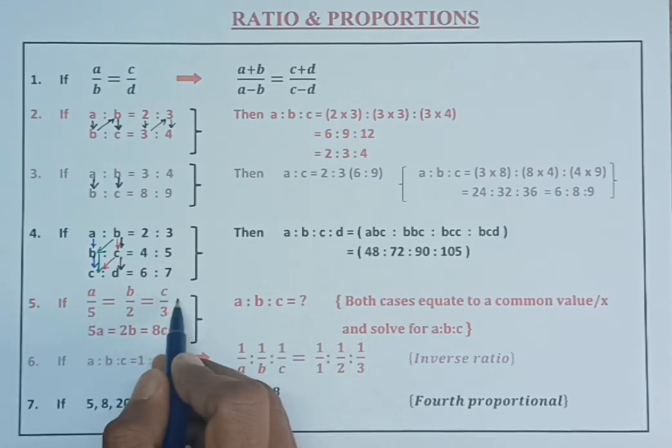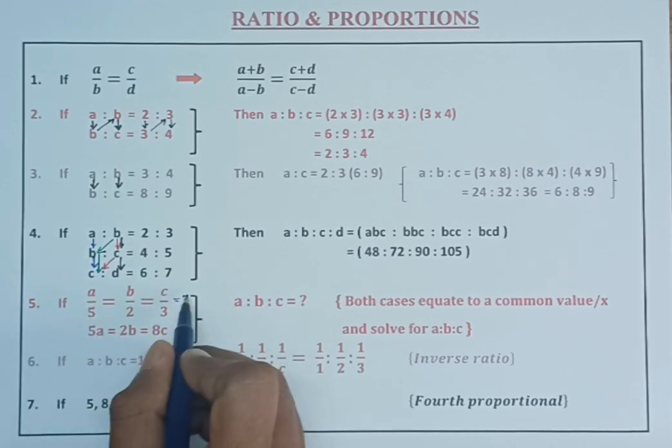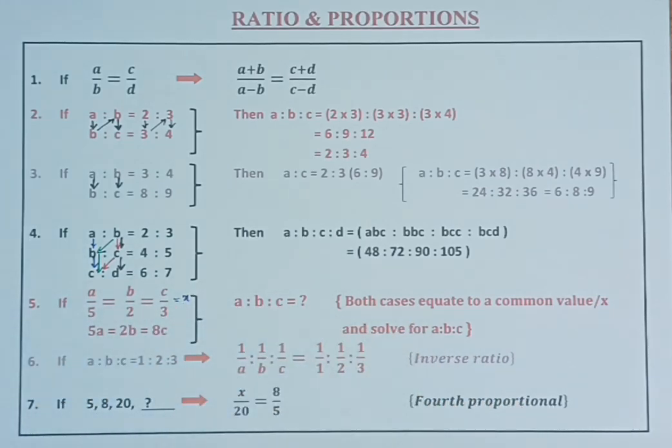Suppose in the first case we are equating it to x, then A will be equal to 5x, B equal to 2x and C equal to 3x. Then find the ratio. If A is to B is to C equal to 1 is to 2 is to 3, then the inverse ratio will be 1 by A is to 1 by B is to 1 by C, that is, 1 by 1 is to 1 by 2 is to 1 by 3.